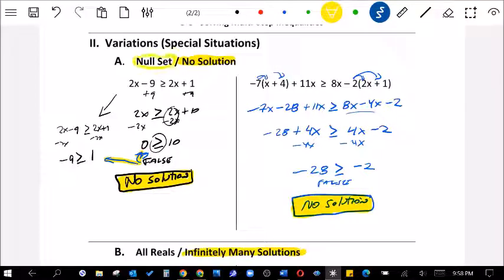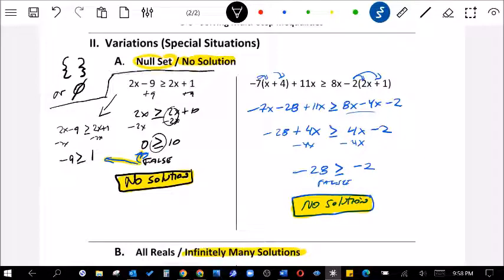Now back up here to this null set. The idea of a null set is that the set of answers is empty. We sometimes show the possible answers inside these kinds of brackets. Or we have a 0 with a line through it, which also means null set. But this is the best way to give the answer.